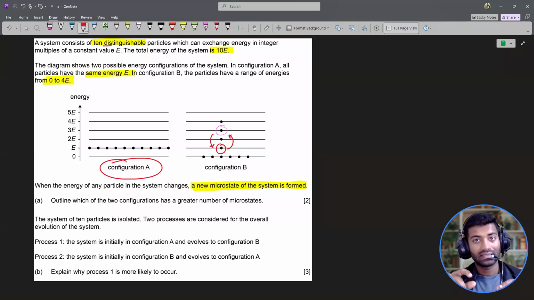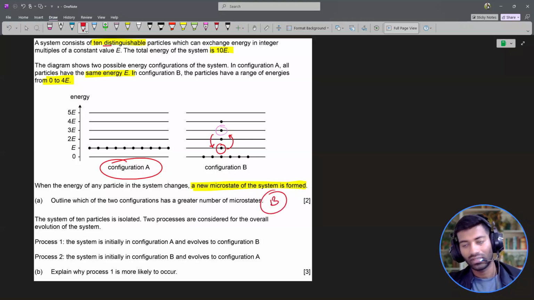So when you move the particles around, the overall energy will still stay the same, which is bound to be 10E. But the individual energies of the particles changed, so that resulted in a new microstate. This means there is more than one way in which this configuration can be achieved, keeping the total energy of the system 10E, but still having a newer microstate. Every time you can move particles around, and there are multiple ways. We don't really have to count them, but just indicating that configuration B has more than one way to exist will suffice.